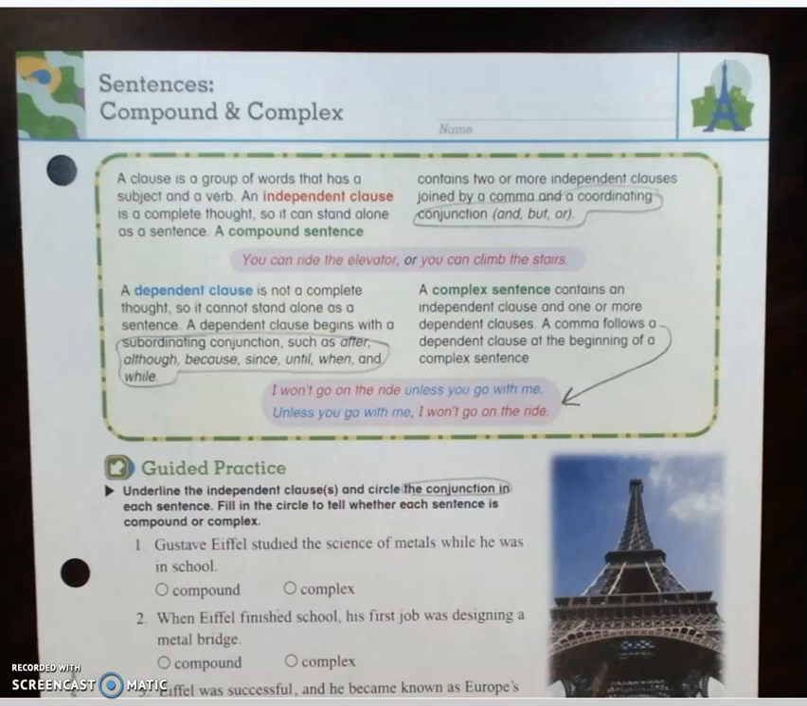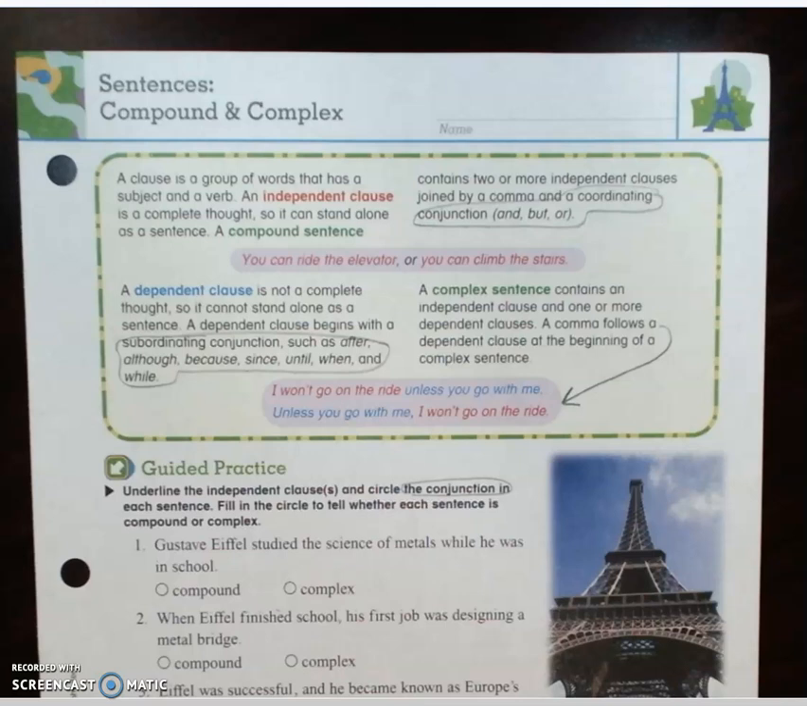Okay, so let's look at this sentence right here. Here's a great example. You can ride the elevator. You can climb the stairs. Those are both independent clauses, but we could squeeze them together with this little conjunction right here, or. So let's look at it again. You can ride the elevator, comma, or you can climb the stairs. So that is a compound sentence. It's two independent clauses that have been squished together with this conjunction, or.